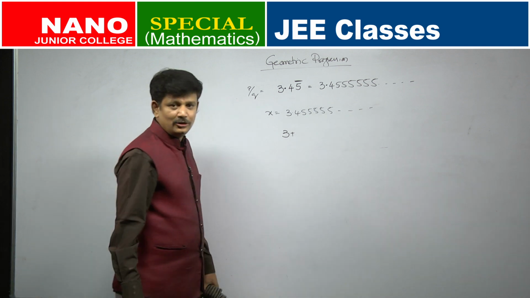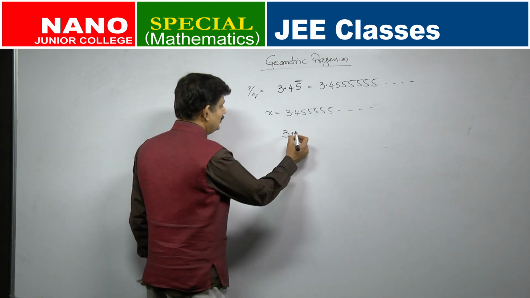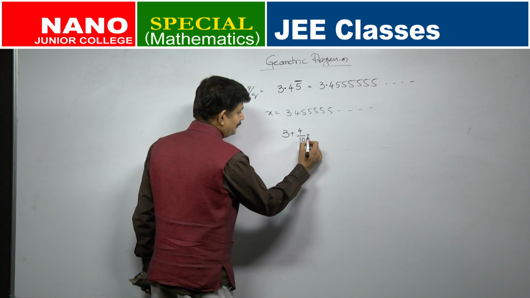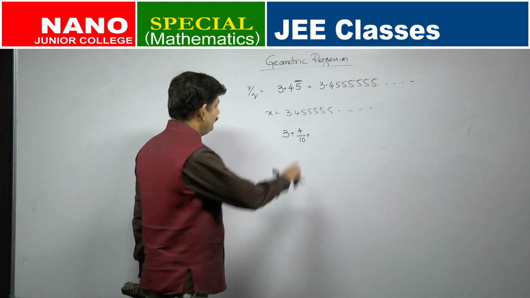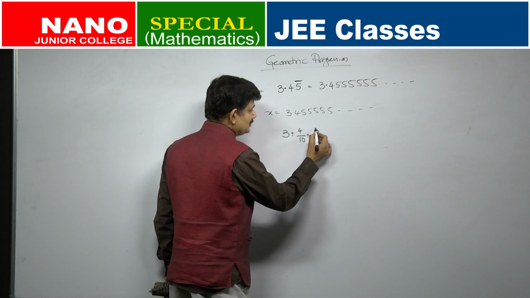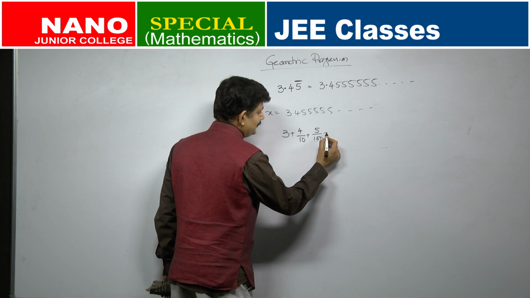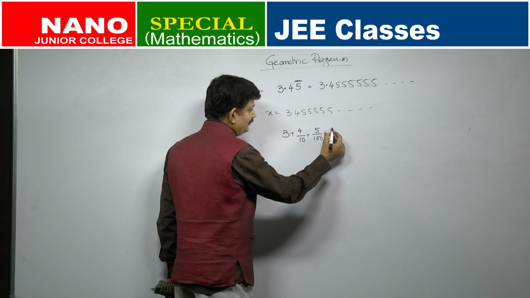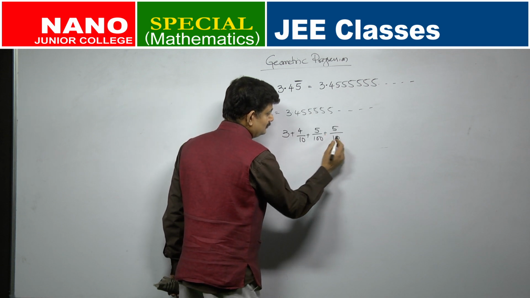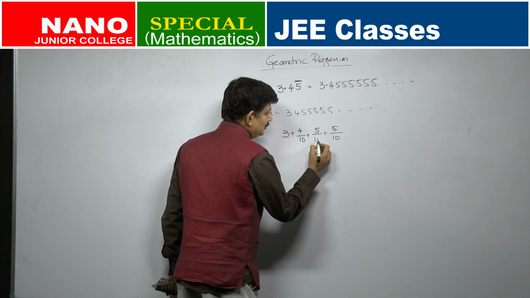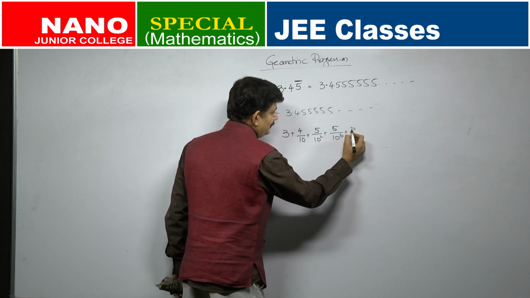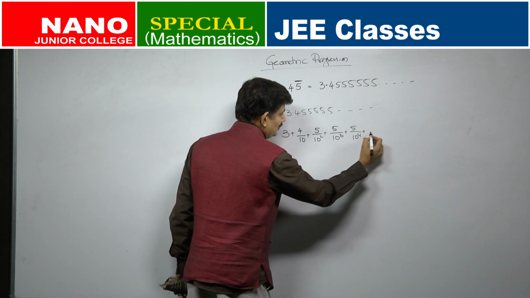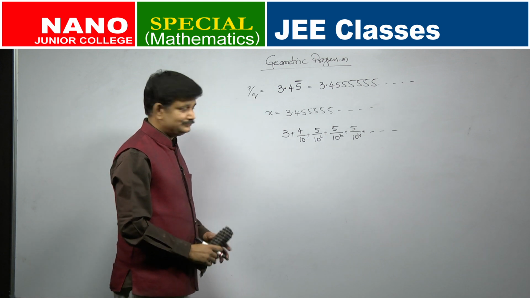Point means you are adding how much? 0.4. 0.4 is what? 4 by 10, plus 0.05 is how much? 5 by 100, plus 0.005 is 5 by 1000, or this is 10 square, 10 cube, plus 5 by 10 power 4. Yes or no? This is how you can write this number.